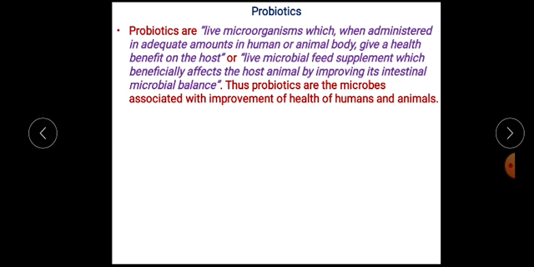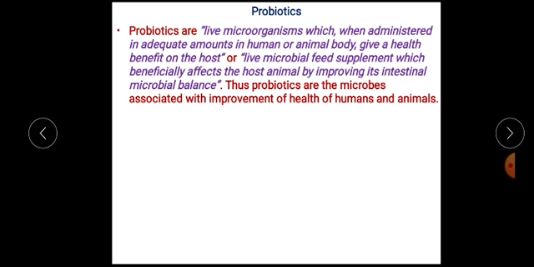Probiotic is nothing but the preparation containing these beneficial microorganisms which are artificially introduced in our body to stabilize the normal flora. The definition of probiotic: it is live microorganisms which, when administered in adequate amounts in human or animal body, gives a health benefit on the host.